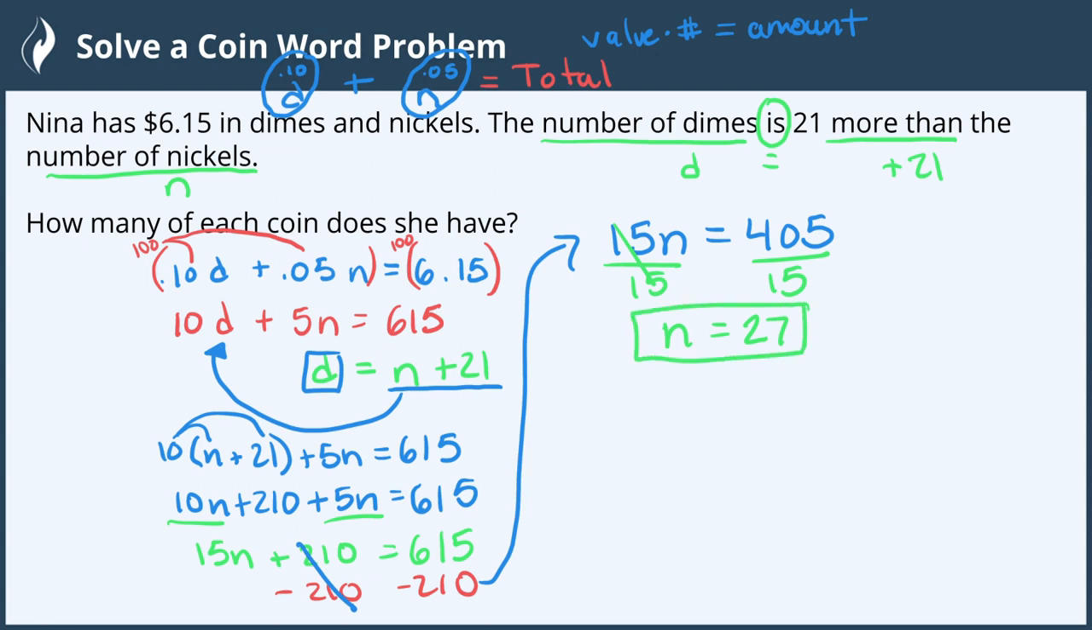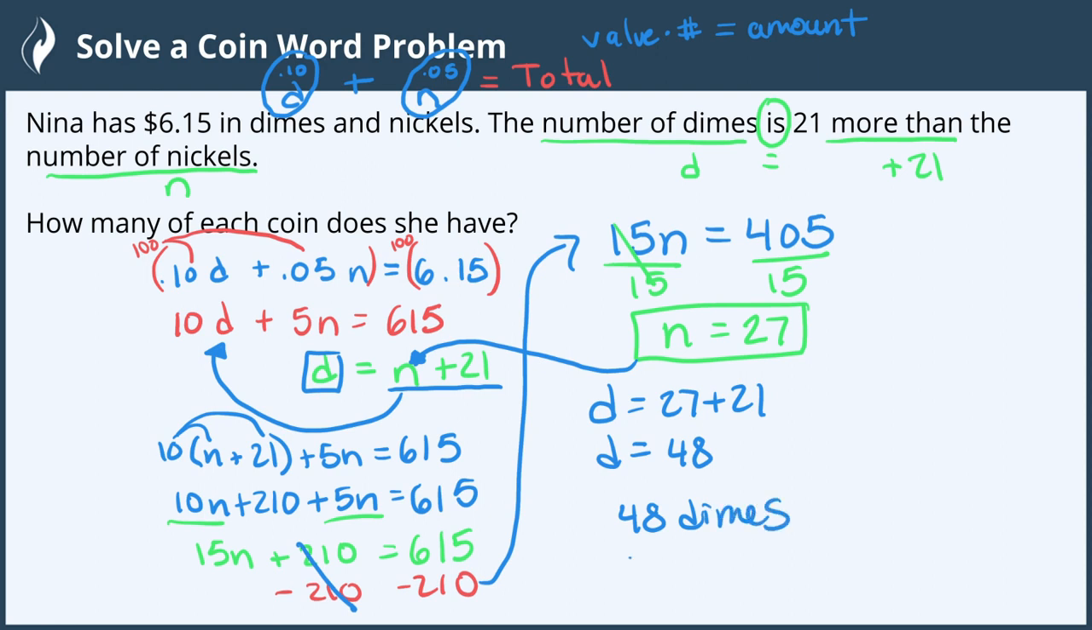Now we can find the number of dimes by substituting 27 into our second equation, which is easier than the first one. We could substitute it into the first equation, but this one's already solved for d. So we'll have d equals 27 plus 21. So the number of dimes is 48. So we can write there are 48 dimes and 27 nickels. And now we're all done.